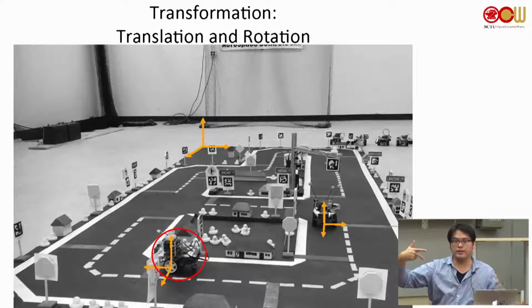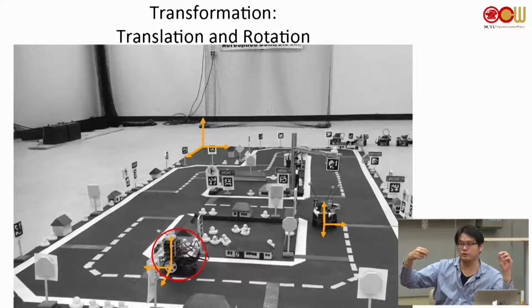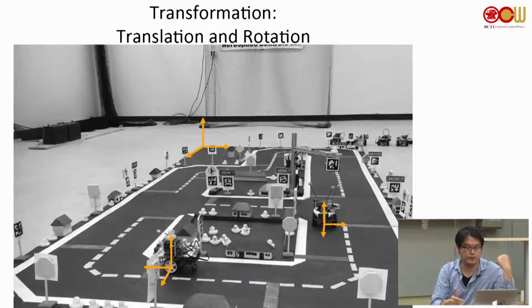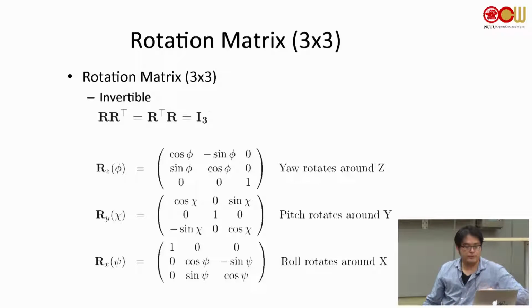So actually, you can compute the translation just by its x, y, and z. And the rotation, you can also compute as well. This is probably the easiest way to compute the rotation. A rotation matrix is a 3x3 matrix, and one thing to notice is that it's an invertible matrix.